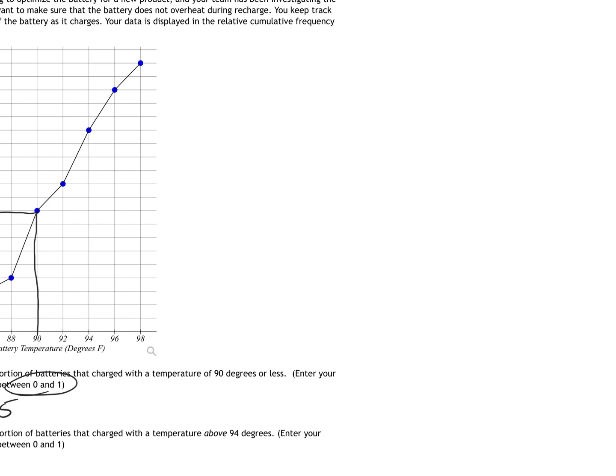Then it says, estimate the proportion of batteries that charge with a temperature above 94 degrees. So if I go to 94, 75% were below 94 degrees. So that means 25% were above. 1 minus 0.75 is 0.25.